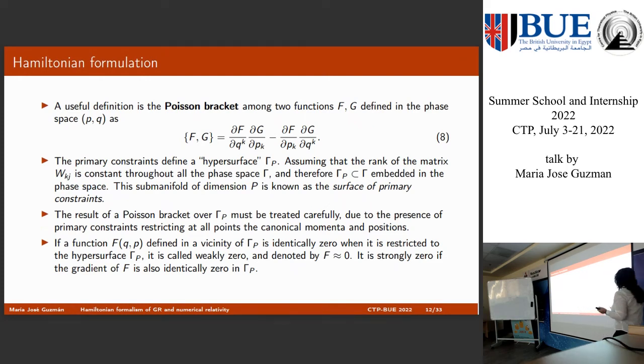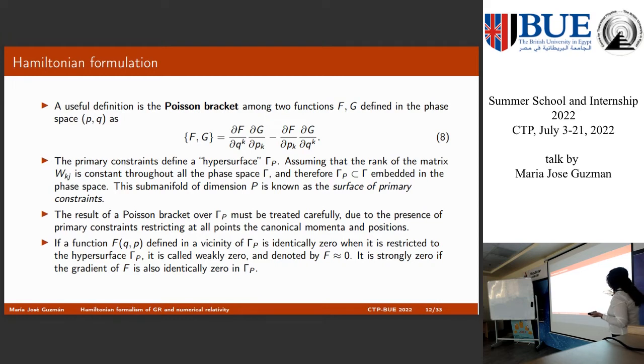And then we will assume that the rank of the Hessian, the matrix that, when you have constraints, is not invertible, is constant throughout all this phase space. This is the full phase space, not the hypersurface.